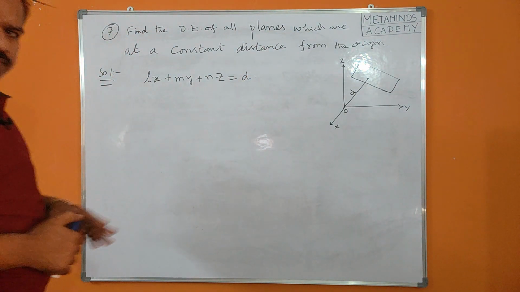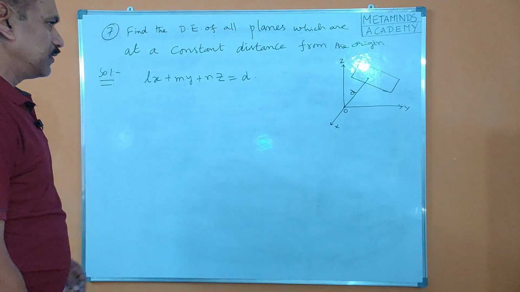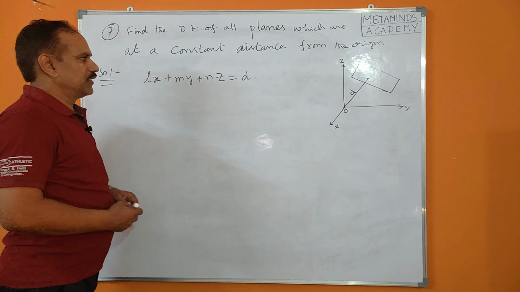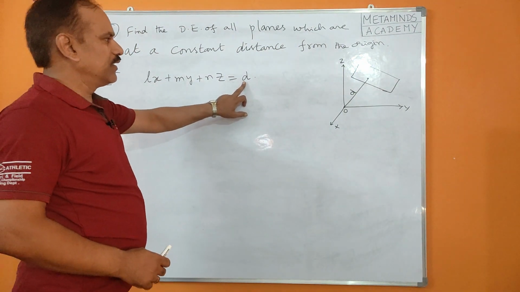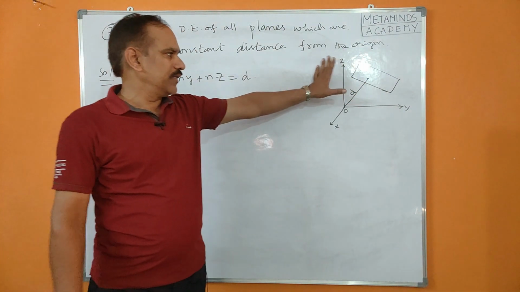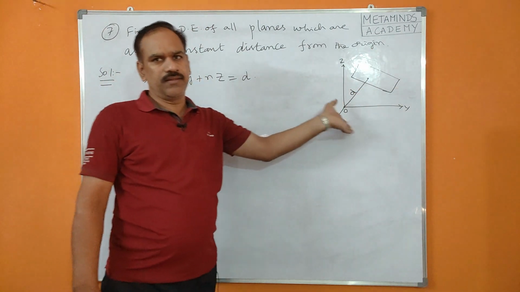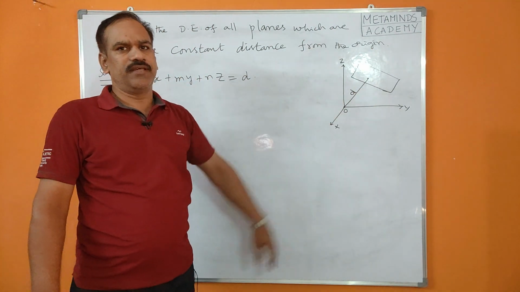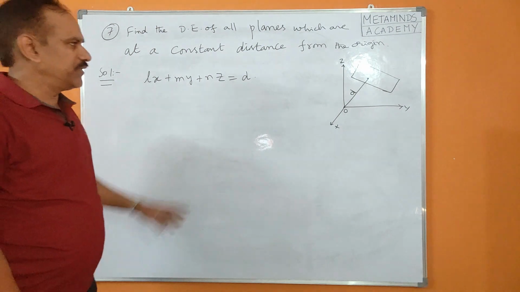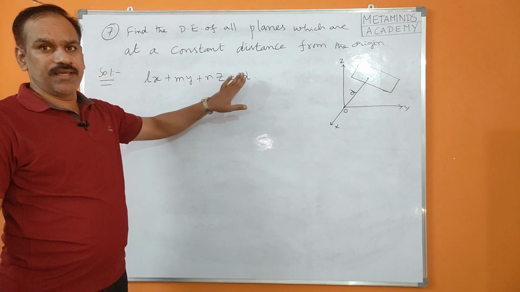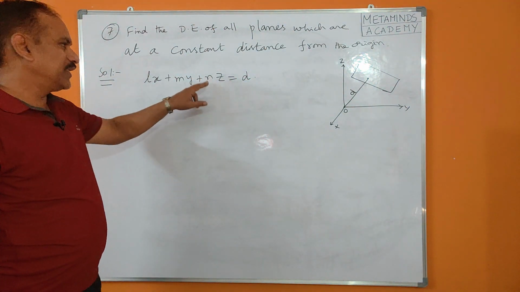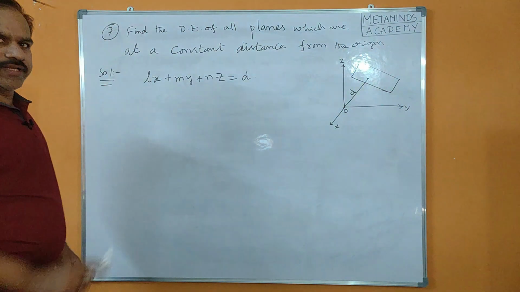This is also a typical problem, a very important problem. If the examiner wants to trouble you, they will give such kinds of problems. Here D, what is D? D is the distance from the origin to the plane. That plane can be anywhere around the origin, right? But the distance is the same. D is a constant. This is not an arbitrary constant. For every plane, L, M, N change, so they are arbitrary constants.